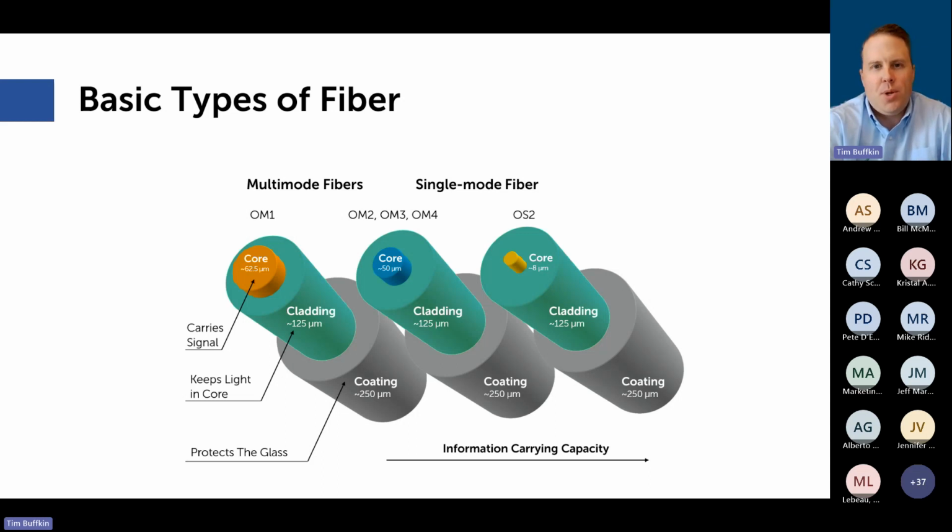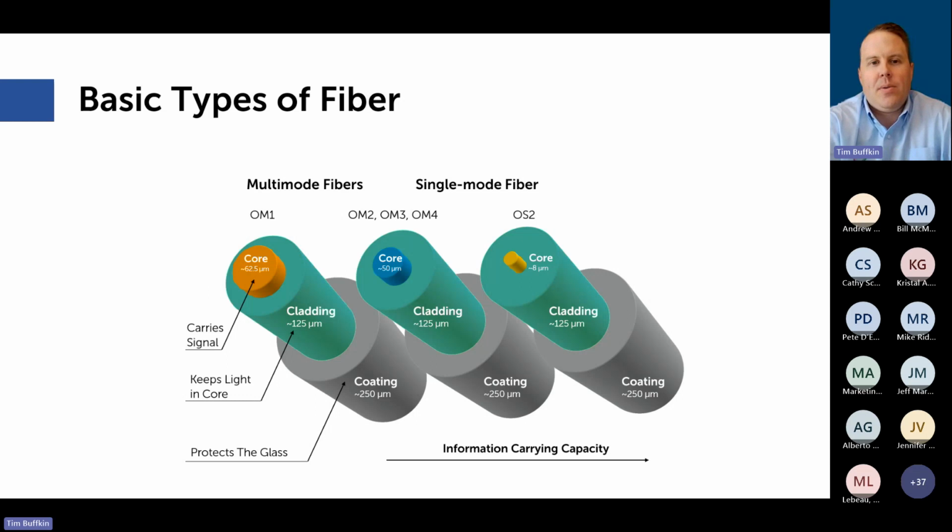Then as we moved up to OM2, OM3, and OM4 fibers, we decreased the diameter of the core down to 50 micron. And then as technology advanced, we were able to make more efficient fiber that brought on single mode fiber. Now you can see you have a core diameter of only 8 microns. So in multi-mode fiber, because the fiber was so wide, we could send different wavelengths down that fiber at the exact same time. With single mode, you're just sending the one wavelength, that one signal down.